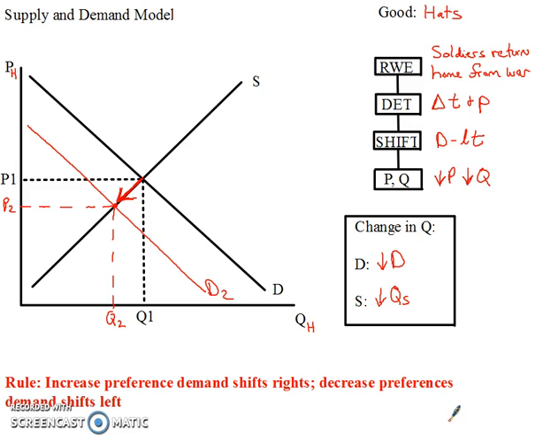Anytime there's an increase in preference for a good, the demand curve will shift to the right. Just ignore that there. That should be shift right. And a decrease in preferences for a good causes the demand curve to shift to the left. So increased taste and preferences, demand shifts right. Decreased taste and preferences, demand shifts left. Our example, of course, was a demand curve shifting to the left, causing a lower price and a lower quantity.